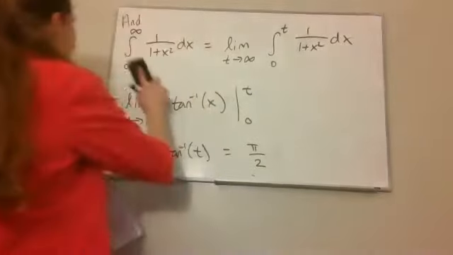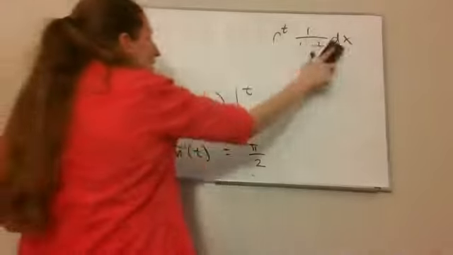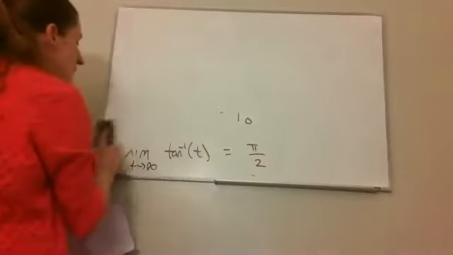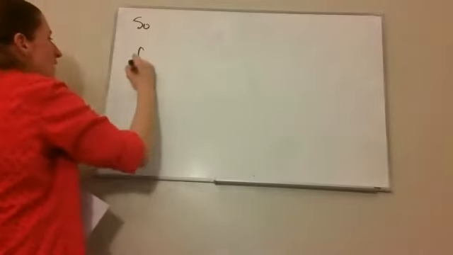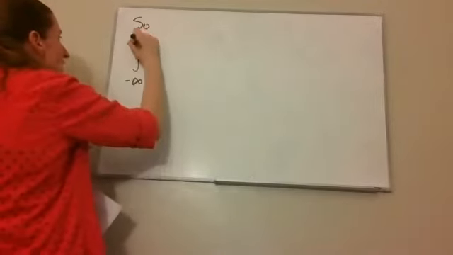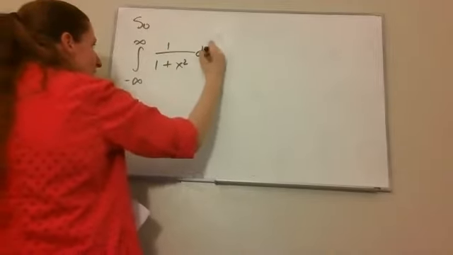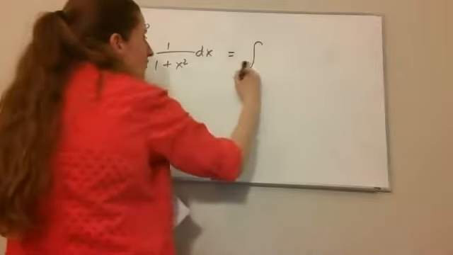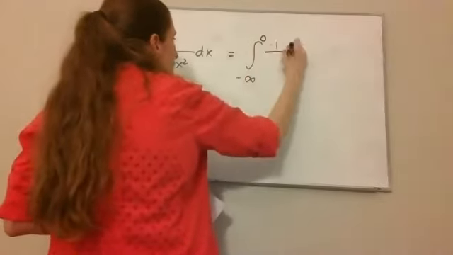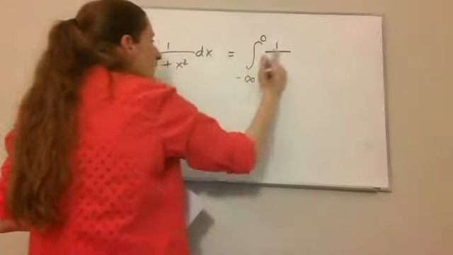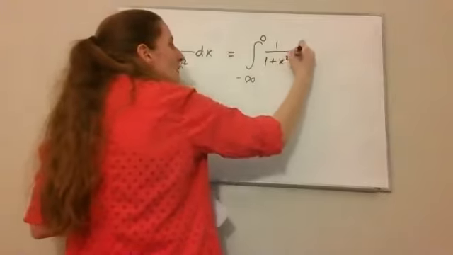And so this tells me that the original problem, the integral from negative infinity to positive infinity of 1 over 1 plus x squared, is equal to the sum of the two improper integrals that we already calculated.